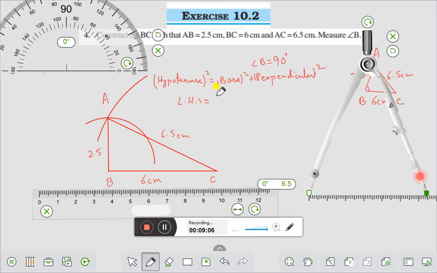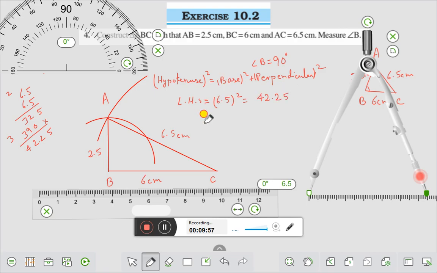Left hand side is 6.5 square, and that comes to 6.5 into 6.5, that is 42.25.